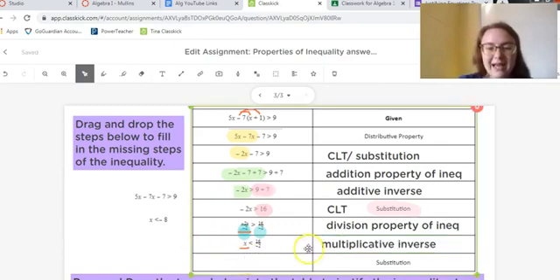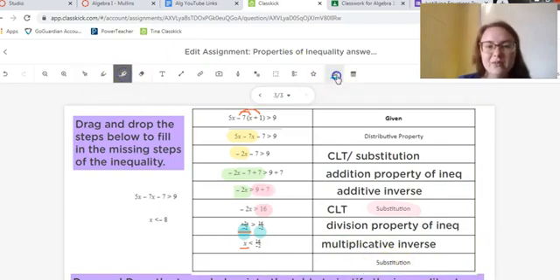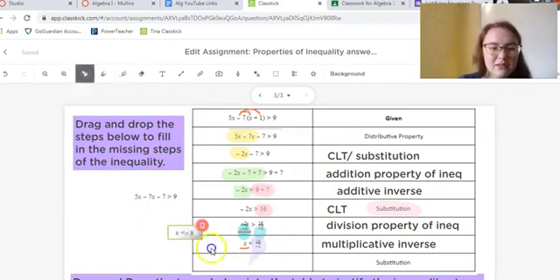All right, then the last step just says for us to do substitution. So all that means for substitution is it wants us to simplify. So what is 16 divided by negative 2? And the answer is negative 8.